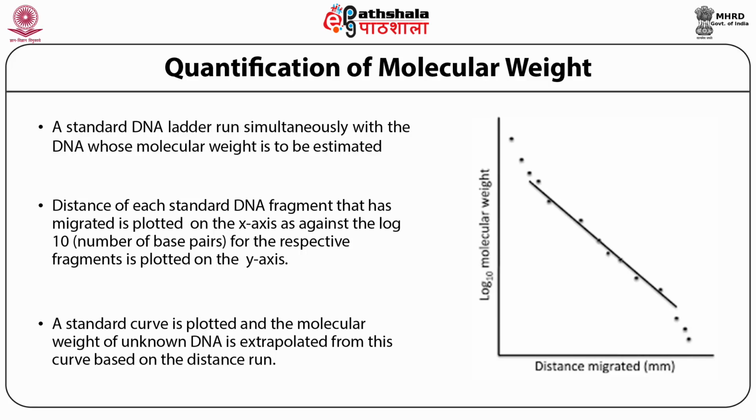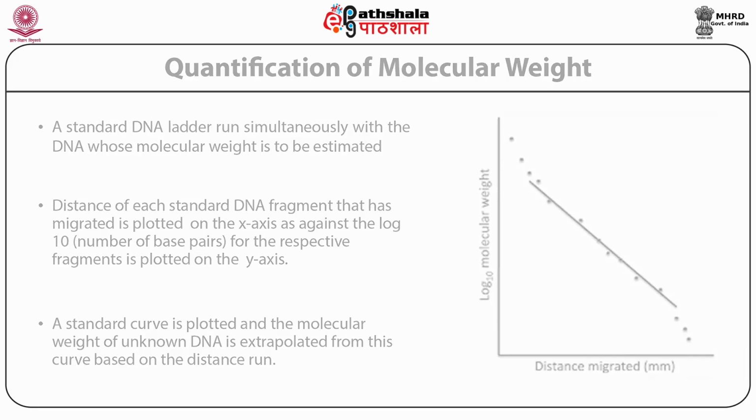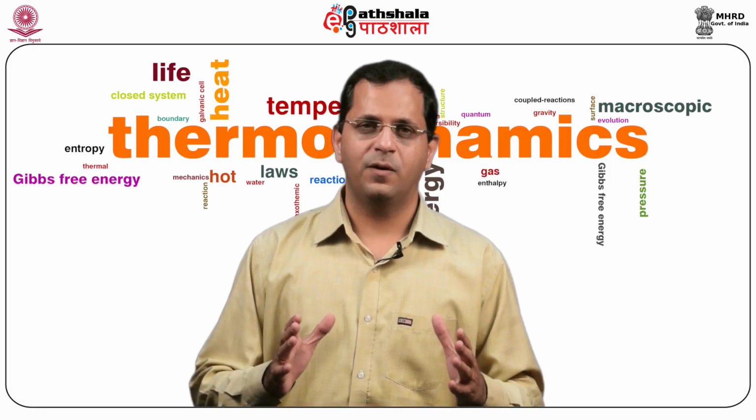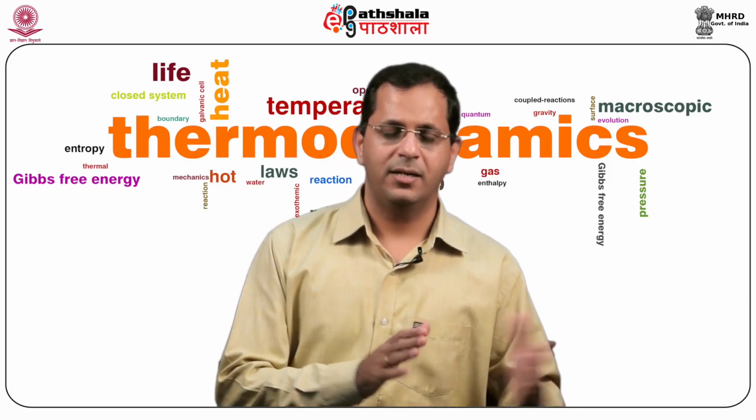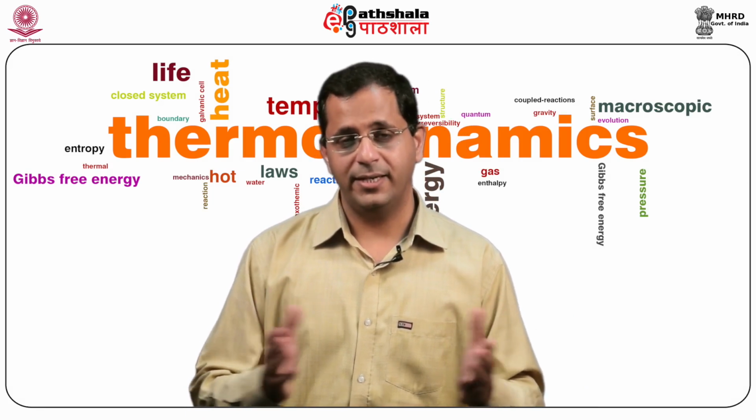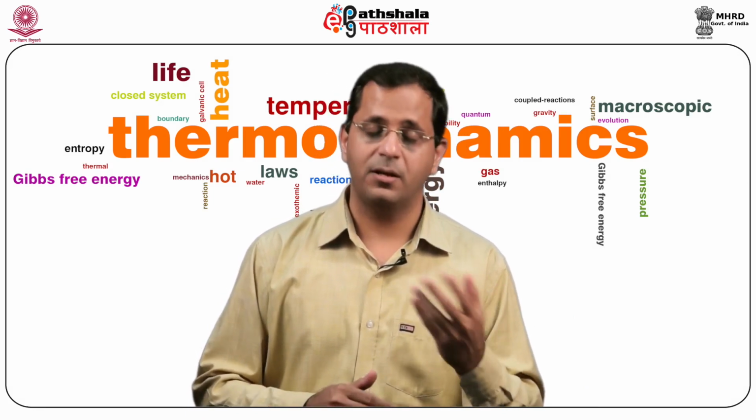Then the log of the number of base pairs for each fragment is plotted on the y-axis against the distance that each fragment has migrated on the x-axis. As you see in the graph, the sizes of the fragments can then be estimated by interpolating on the standard curve. If everything is followed as it has been explained, the gel resolution will be excellent and you will be able to see the DNA, but it's not always the case.